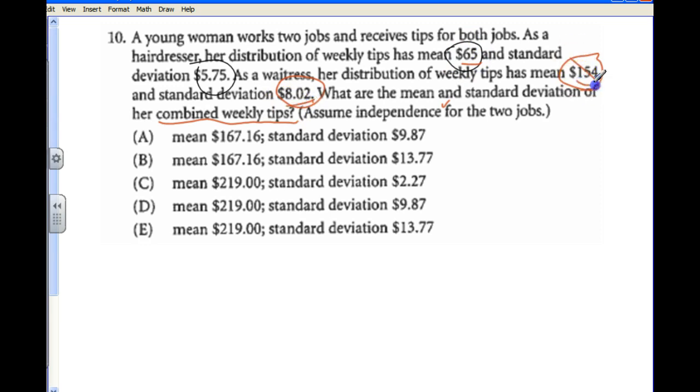Mean of 154, sorry. And a mean of 65. So what's 154 plus 65? That would be 219, so it's one of these.